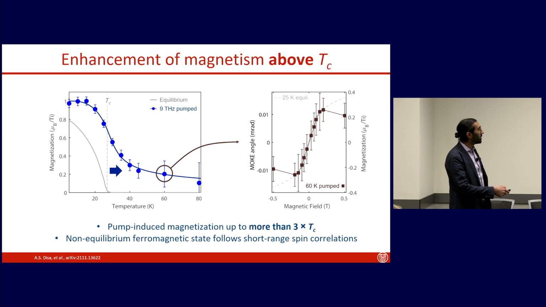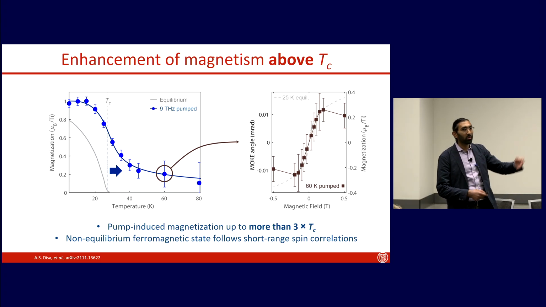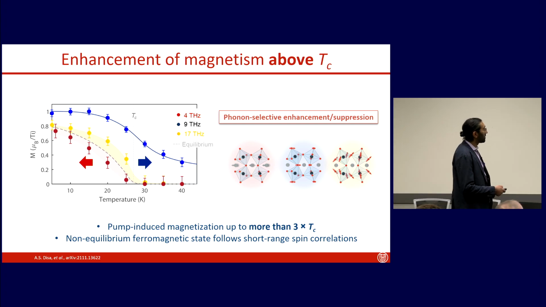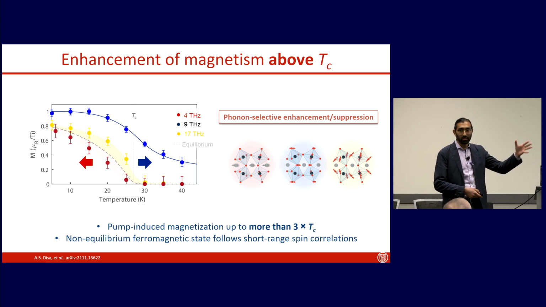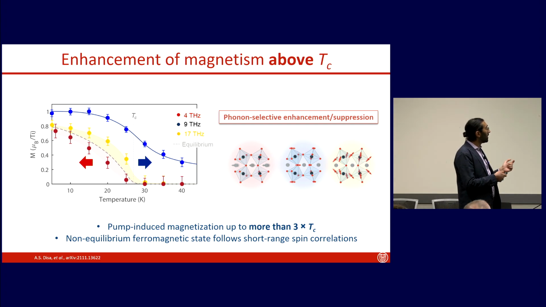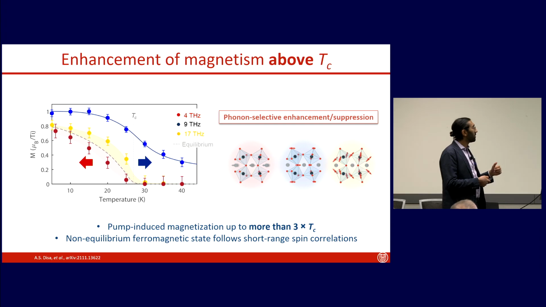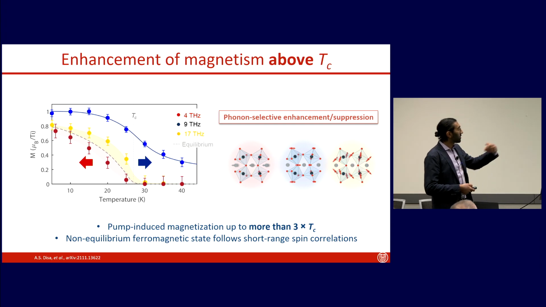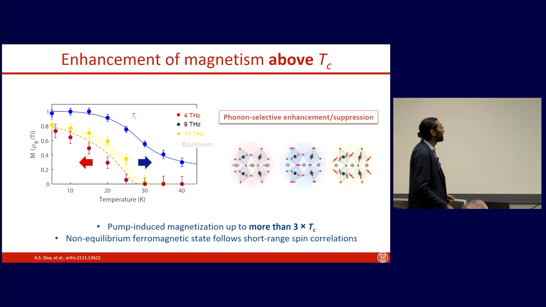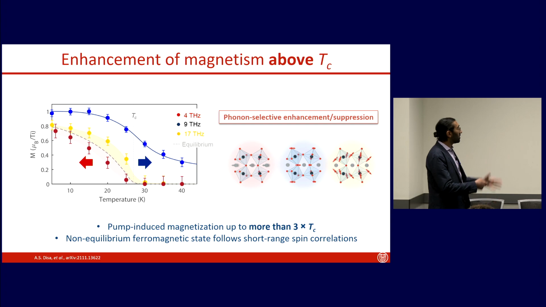And interestingly, this temperature dependence follows a lot of what you find in equilibrium from thermodynamic measurements of short-range spin correlations. Okay, so we can also then see what happens when we pump different phonons as a function of temperature. And what we find is that, very similar to what we found below TC, you can either enhance or suppress magnetism depending on the pump, which corresponds here to an enhancement or a suppression of the effective TC of this non-equilibrium state.